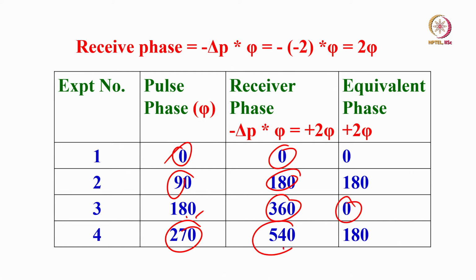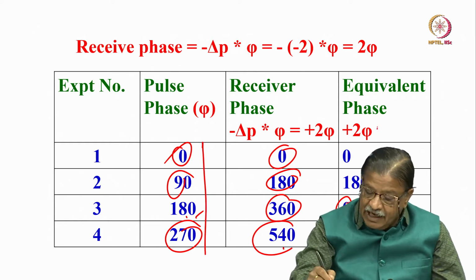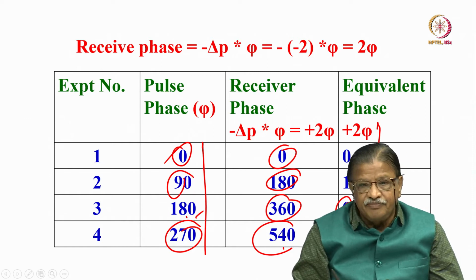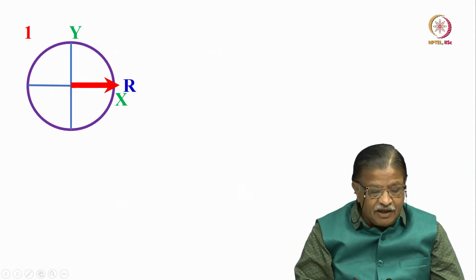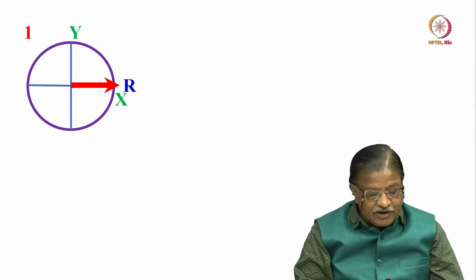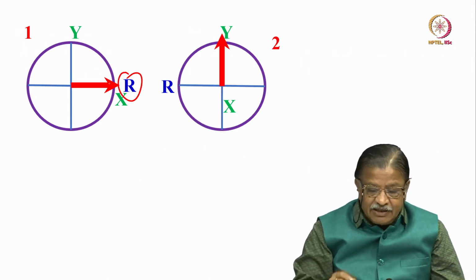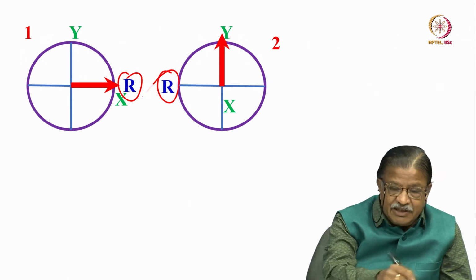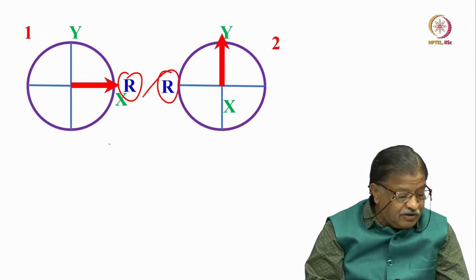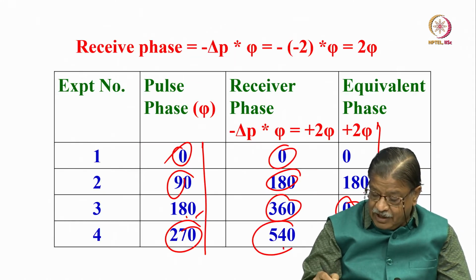540 subtract 360 is 180. So if this is your transmitter pulse phase, the equivalent receiver phase is this: 0, 180, 0, 180. Now let us see what is happening. In the first scan, receiver is here, signal is here. In the second case, I think receiver is here. You shifted by one, it is like going like this: 0, 180, 0, 180.